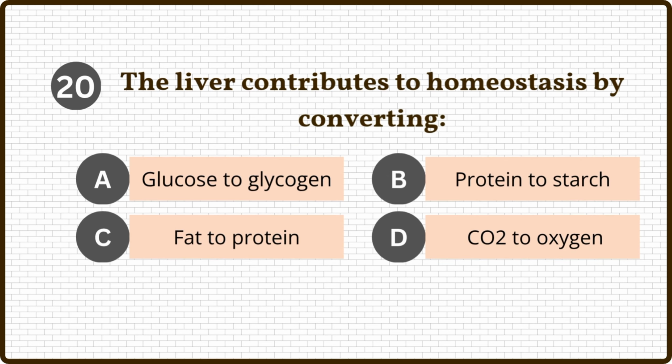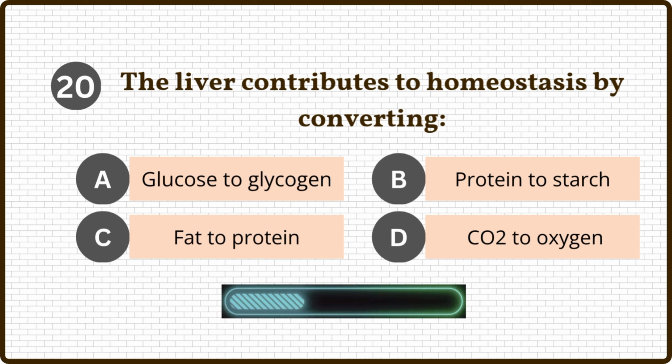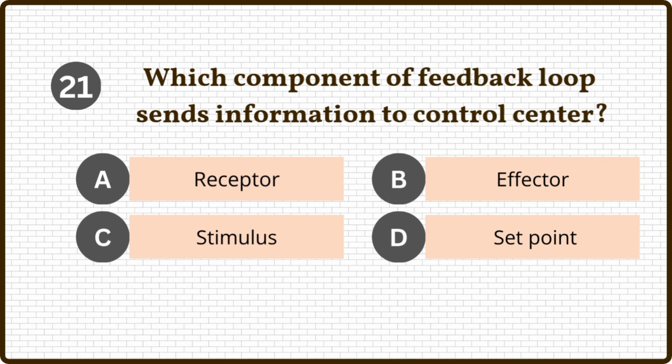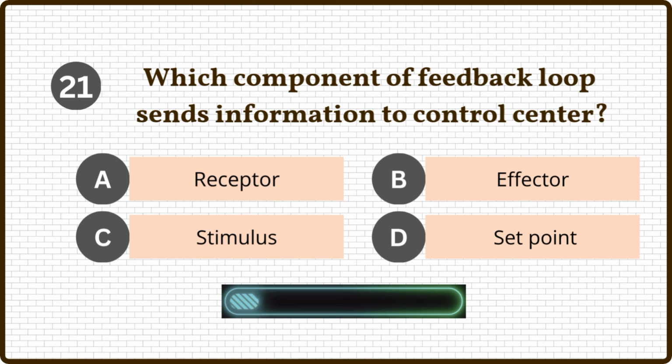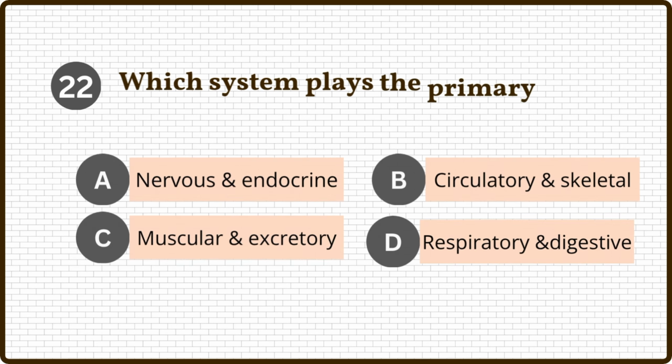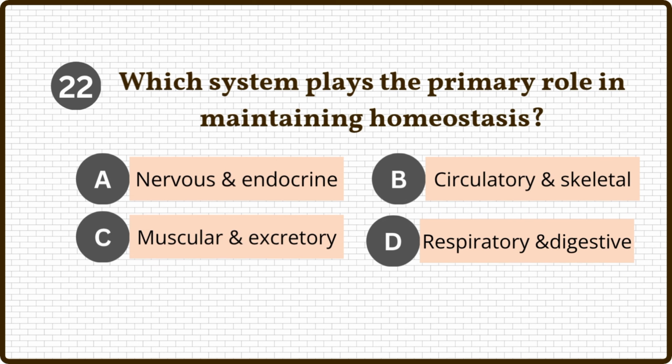The liver contributes to homeostasis by converting glucose to glycogen. Which component of feedback loop sends information to control center? Receptor. Which system plays the primary role in maintaining homeostasis?